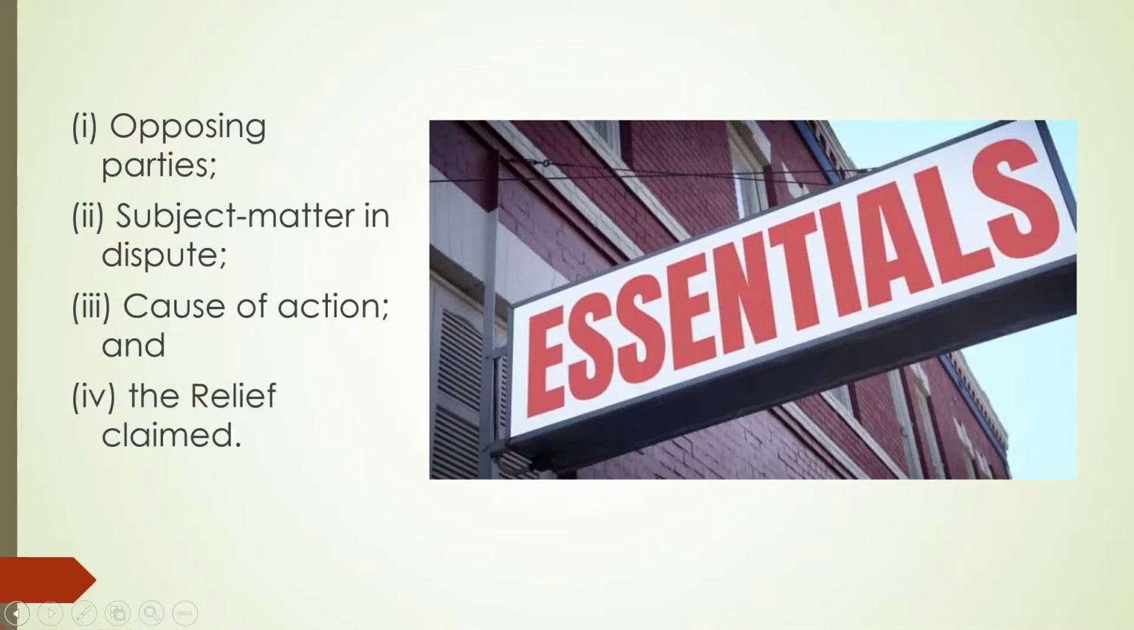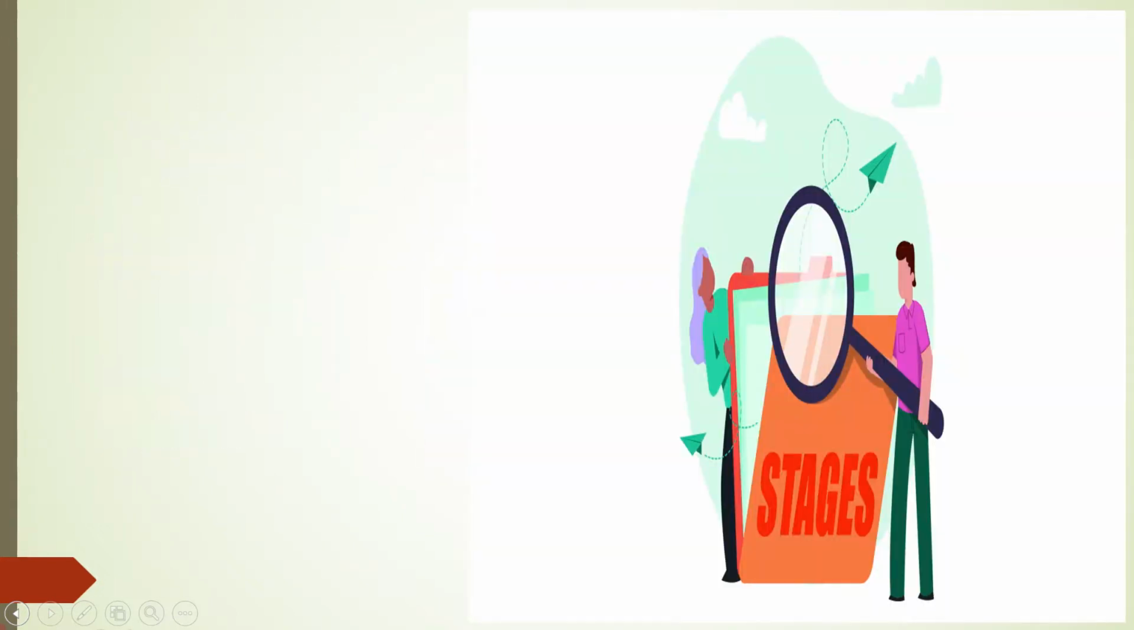Coming to the fourth essential, the relief claimed. Every suit must contain the relief claimed by the plaintiff. The relief claimed should be stated specifically in the plaint. When a person is entitled to more than one relief in respect of the same cause of action, he must sue for all the reliefs. However, he may sue for one or more of the reliefs available to him with the permission of the court. In case no such permission is obtained, he will be precluded from bringing any fresh suit for any reliefs he has omitted. Coming to the stages of lawsuit.